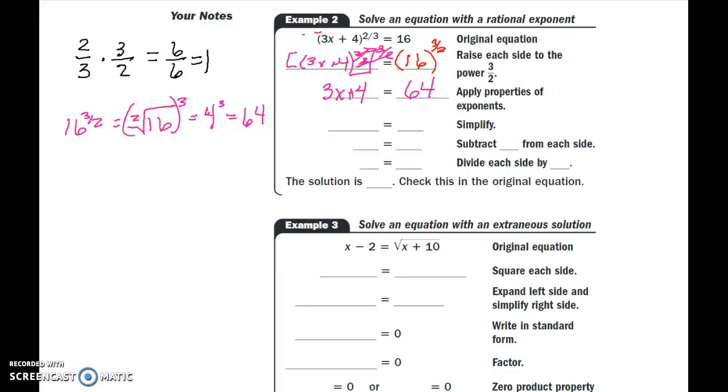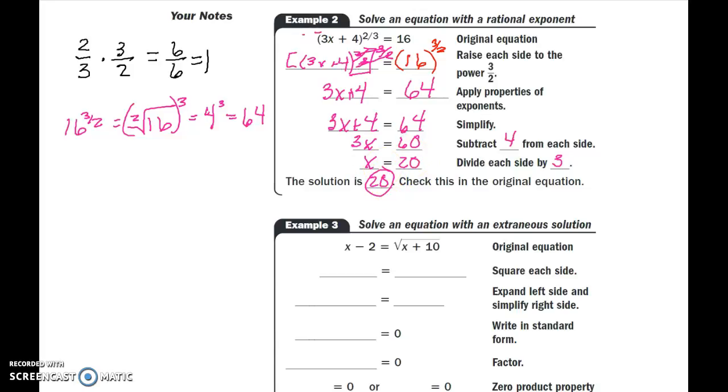Now we're just going to subtract 4, and I don't know, these note-taking guides, it seems like so often they have extra steps on them, so I'll just recopy this here. So I'm going to subtract 4 from both sides, so I can get my x term by itself, so 3x equals 60, and then divide both sides by 3, and I get x equals 20, and my solution is 20.